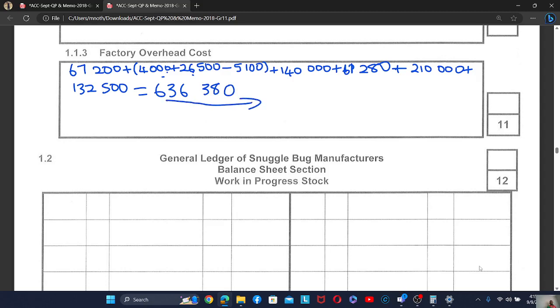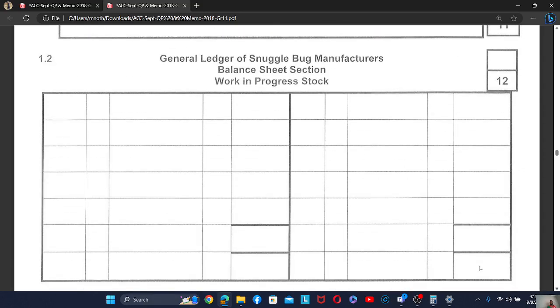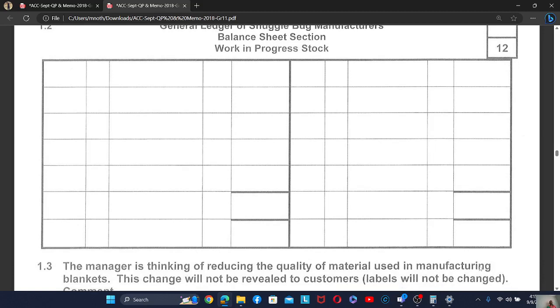And then the next one, we are told to do the factory overhead, the work in process. So the work in process stock, this is the semi-finished goods. Yes. This is semi-finished goods, meaning that these goods are still in process. They are still being processed, but they are not yet finished. They are still being made. Yes. Okay.